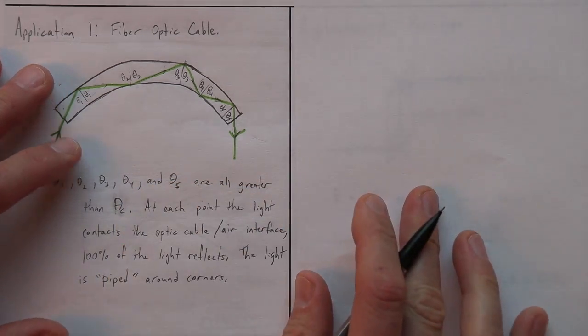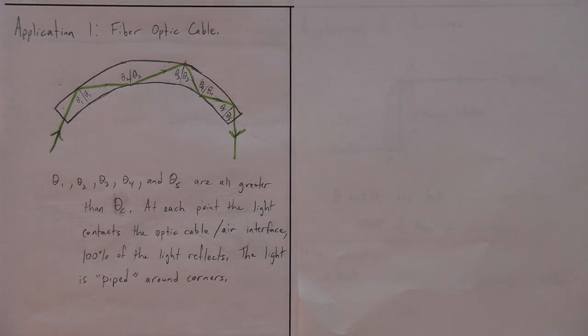Greater than theta critical. At each point, the light contacts the cable air interface, 100% of the light reflects. The light is piped around corners. So that's how you can get light to go and give you internet signals.